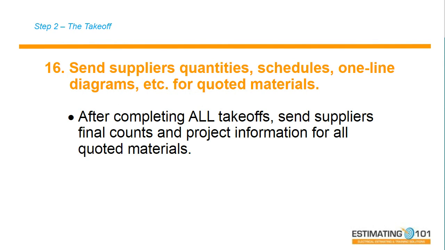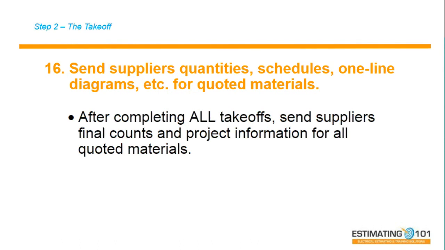The 16th thing I'm going to do is send all of my suppliers the quantities, the schedules, the one-line diagrams for all of my quoted materials, all of my specialty items, all of the items that I need for all these packages. So after completing all of the takeoffs, send your supplier accounts all the information they need for that quote. Now, number 14, I told you, do your package counts. If you have time to wait before you send out those counts, get everything counted and measured before you send out the counts the first time. Because if you send them out immediately, you may find onesies, twosies, and now you have to send them out again. So the 16th thing I do is make sure my suppliers have all of my quantities and all the schedules.